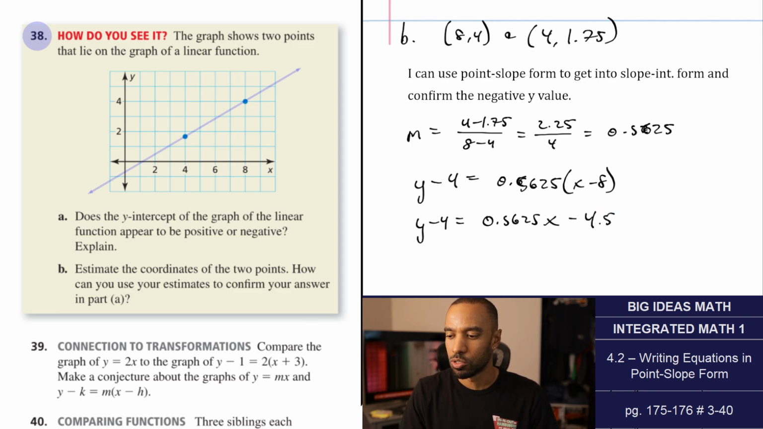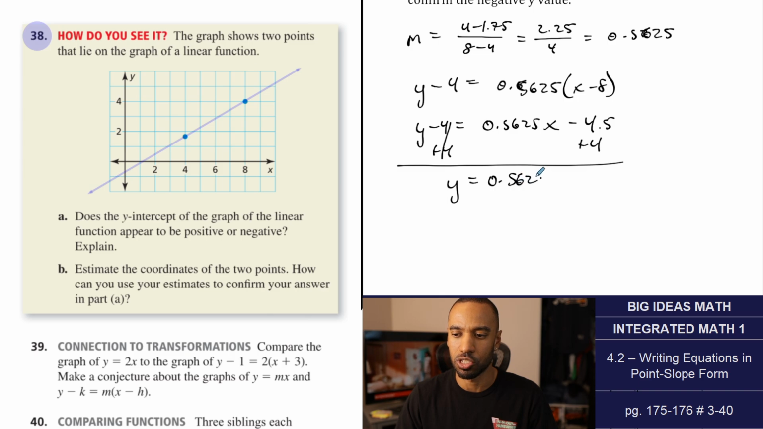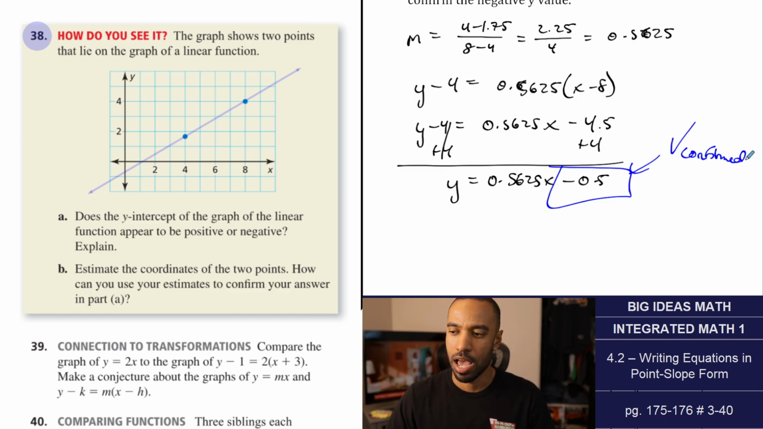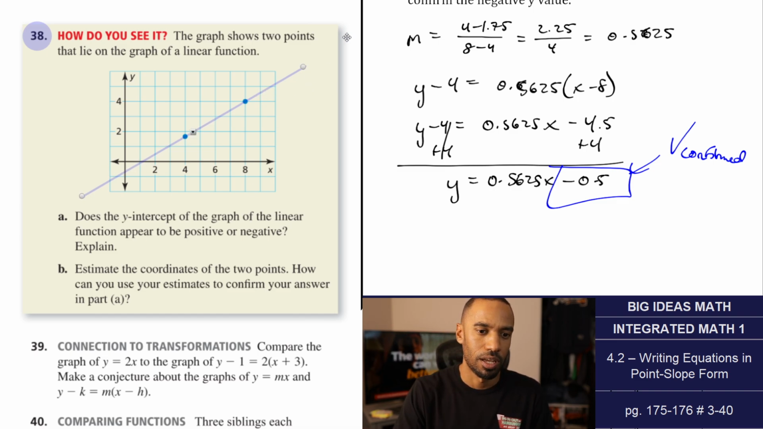That's a little cleaner. So it didn't really matter what my slope is anymore, right? I just got to add 4 to both sides. And guess what? It says y equals 0.5625x minus 0.5. So this negative confirms that we do have a negative y-intercept. Does it look like it's around negative 0.5? I guess so. It's the way that I drew the line, and I probably didn't draw it best. Let's fix that a little bit and see what comes of it. Yeah, look at that, around negative 0.5.